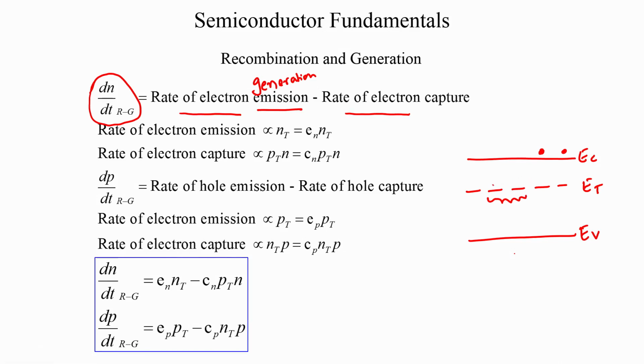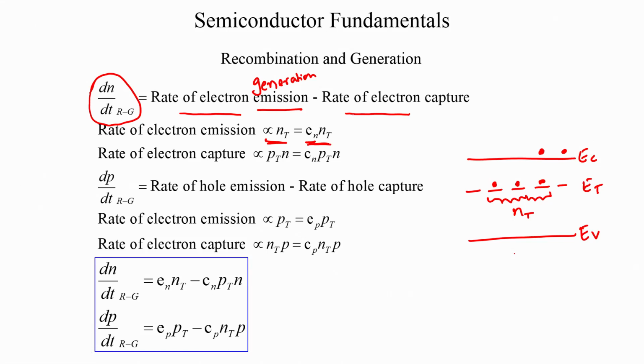It is only when the electrons are present in these trap states that an emission is possible, and therefore the rate at which electrons are emitted is proportional to n t, because n t is the concentration of trap states that are filled with electrons. We will define a proportionality constant called E n, the emission of electrons, and say that the rate of electron emission is equal to E n times n t.